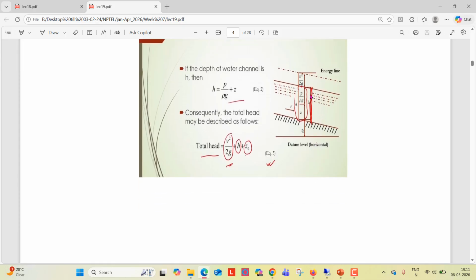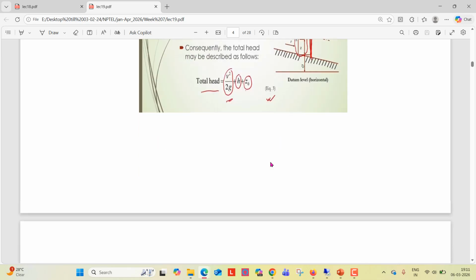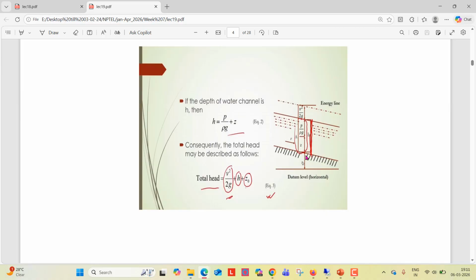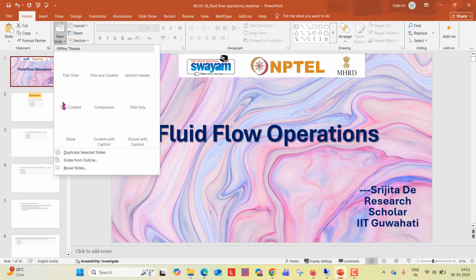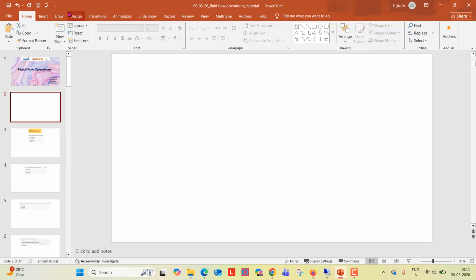So this H is called the depth of the water channel, right? This pressure head plus static head is collectively called the depth of the water channel. So H equals P by rho g plus Z. I hope you are understanding, but again, I'm drawing so that it will be much easier for you to understand.